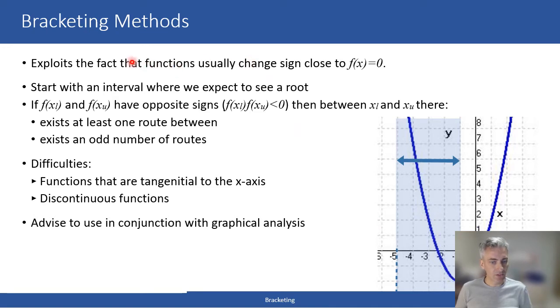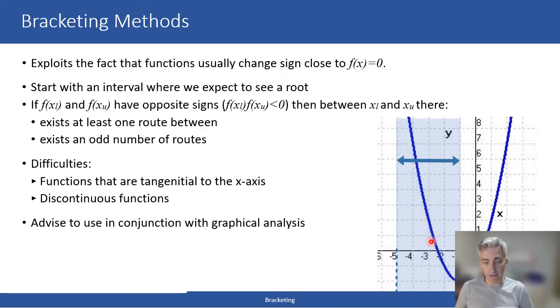So the bracketing method exploits the fact that as the graph changes through the root, it goes from a positive value to a negative value. So there's a change in the value of the function either side of the root. So the bracketing method exploits this fact.